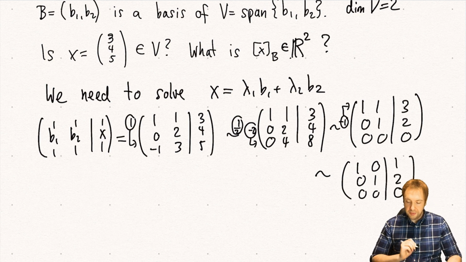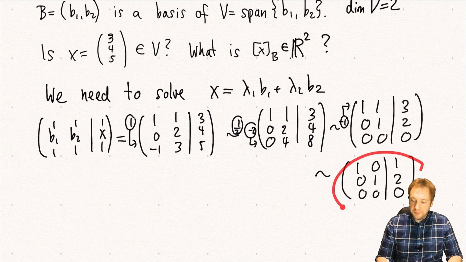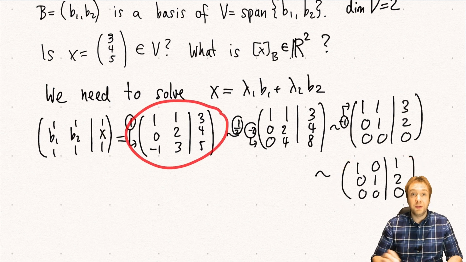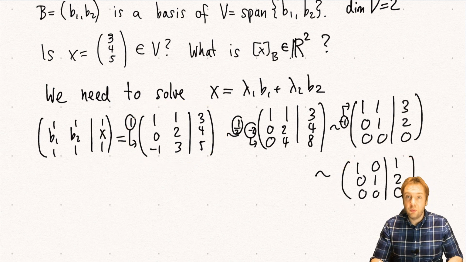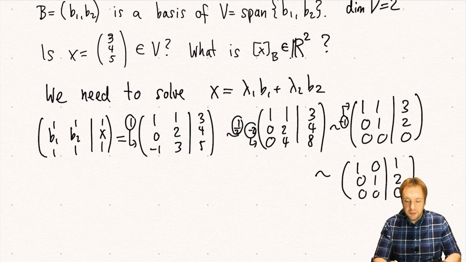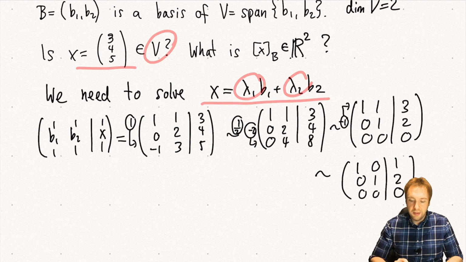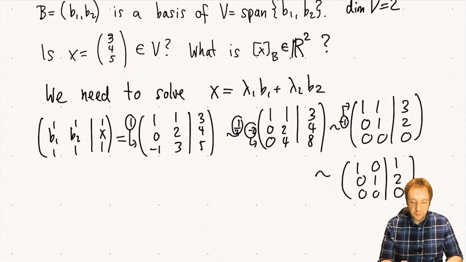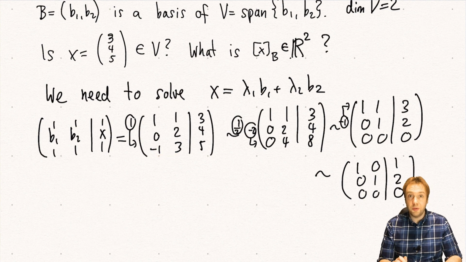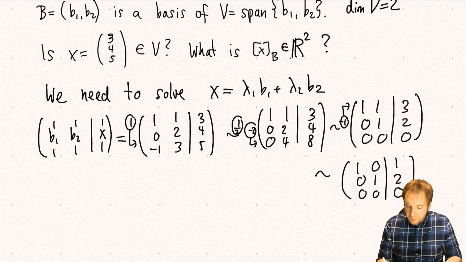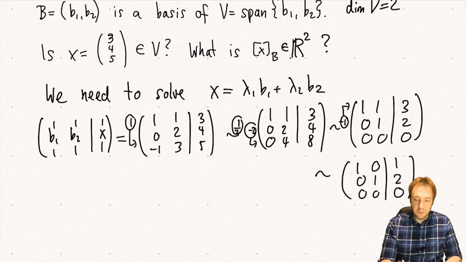And we get this here. And this is the row-reduced echelon form of this augmented matrix here. And therefore we can read off the solution. So first of all, we see we have exactly one solution, because this is what we showed before, that if this is in the space, then we can just find unique lambda 1 and lambda 2. So this has to do with the fact that these vectors b1 and b2 are linearly independent. And we see the solution is lambda 1 equals 1 and lambda 2 equals 2.